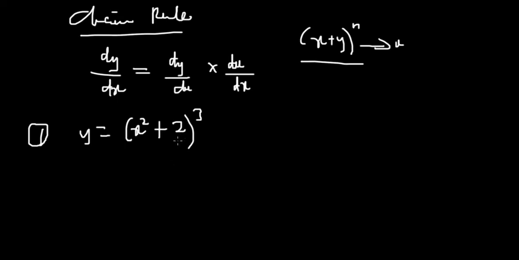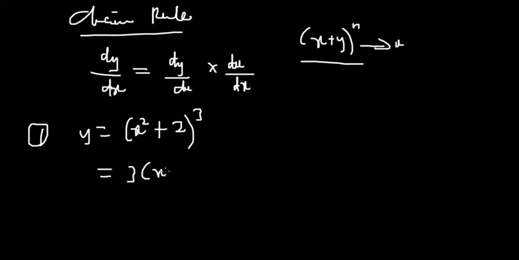Okay, this is all you have to do. Just bring this exponent to the front of the entire expression. After that, you multiply that by the differential of what is inside the bracket. So this is what I'm trying to say. Use the power rule.